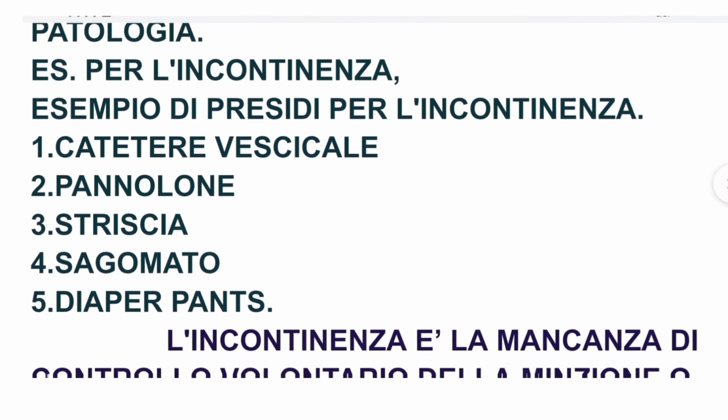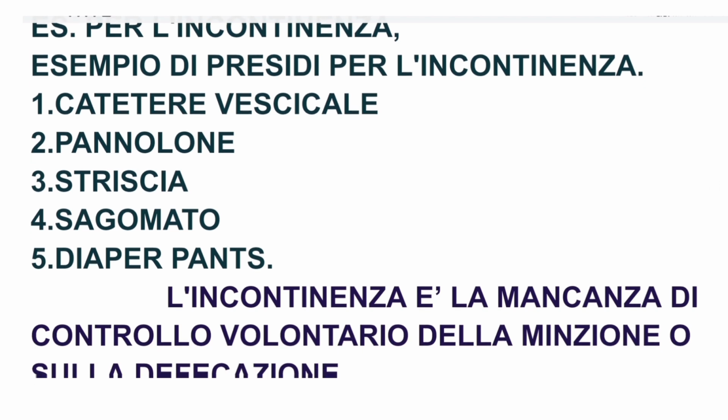We also have the pannolone. Pannolone, they are the big diapers for the elderly people, and it is also used to treat incontinenza. Incontinence, I have already explained, somebody that does not have the voluntary control over their urination or defecation. We have the striscia, we have sagomato and diaper pants. The striscia and the sagomato, they are all urinary products. They are used to treat incontinenza, somebody that cannot urinate on their own, or they don't have voluntary control over urination and also defecation.